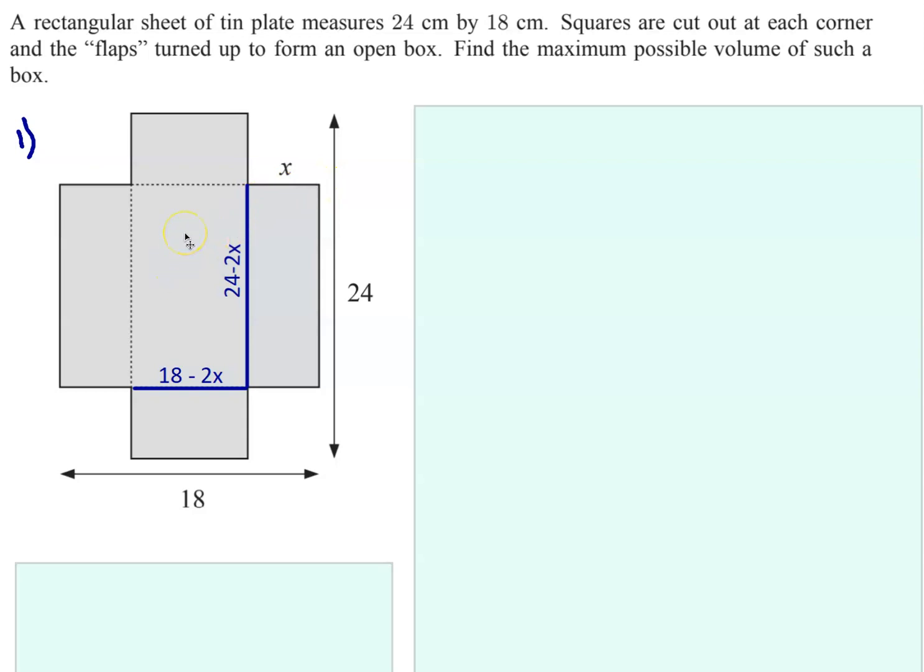That means the base of the box, in this direction, the length is going to be 24 take 2x. And the width of the box is going to be 18 take 2x. So the total width of the sheet is 18 minus x minus x. Okay, that's step number 1.